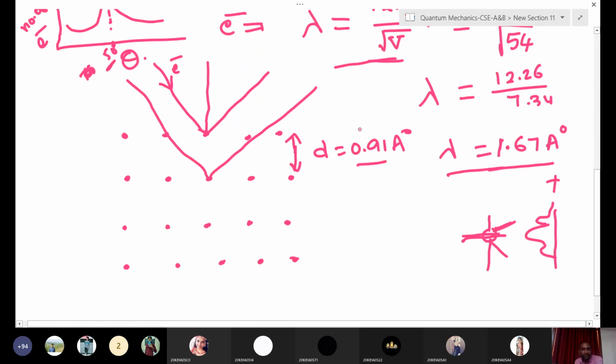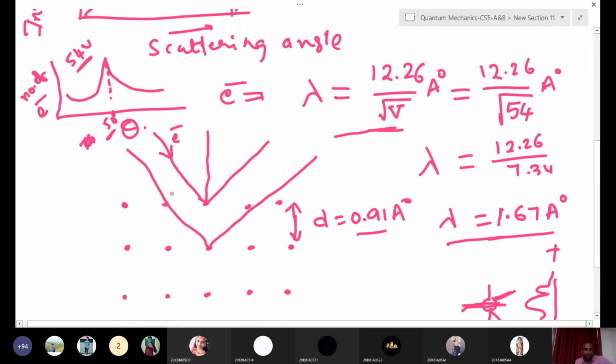That's why when you send the light, if these two rays, the first ray and second ray, or first electron beam and second electron beam, are in the same phase, there is constructive interference. When the first and second are out of phase, there is destructive interference. When constructive interference happens, we get the maximum intensity.